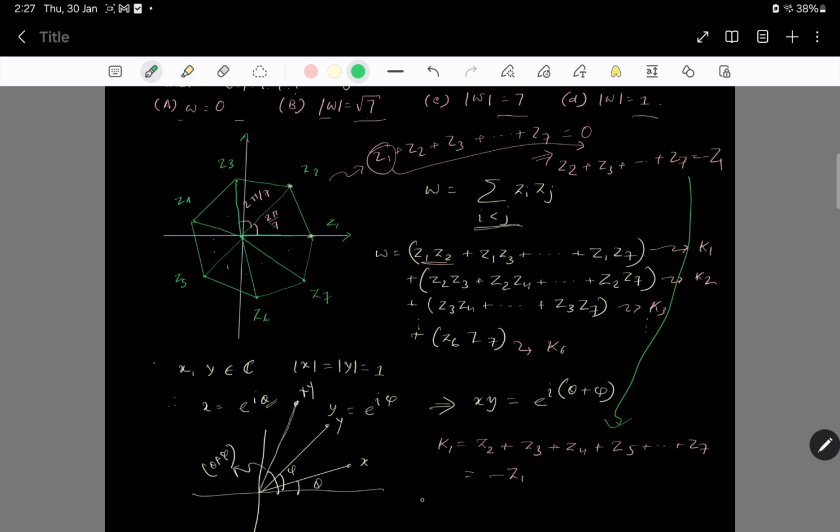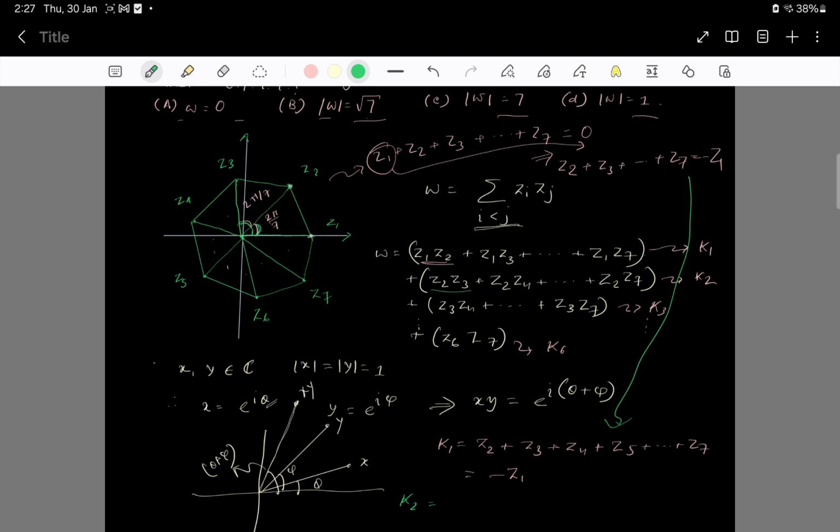Now it's time to figure out our k2. What will be our k2? In k2, the first term is z2 times z3. So z2 is here, making an angle of 2 pi by 7, and z3 is 2 pi by 7 again. It is making an angle of 4 pi by 7 with the x-axis.